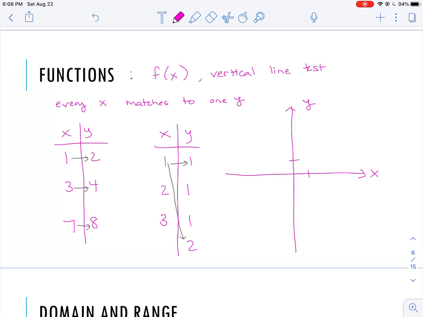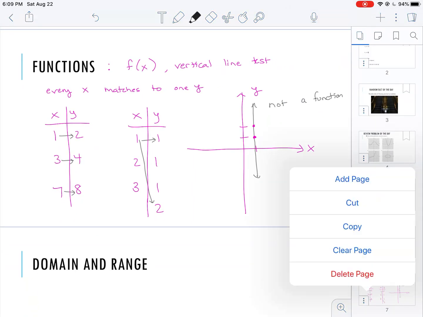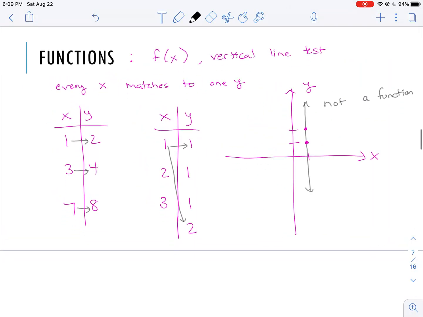So if I plotted the point 1, 1, I'd be right here. And if I plotted the point 1, 2, I'd be here. This set of points no longer passes the vertical line test, so it's not a function. For something to be a function, every x value needs to be unique, or graphically, it needs to pass the vertical line test. So I'm going to add a page really quick to just draw a couple examples of things that are functions and not functions.